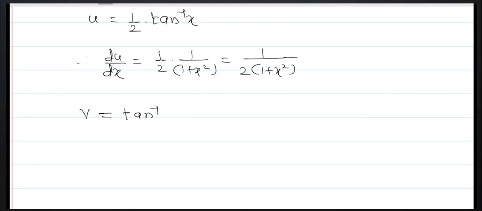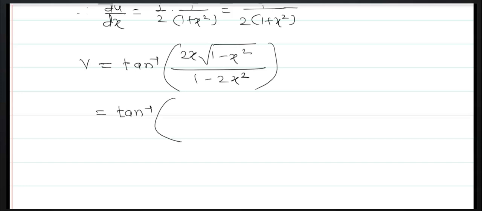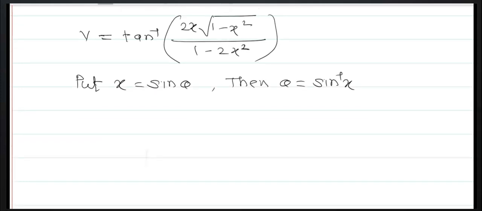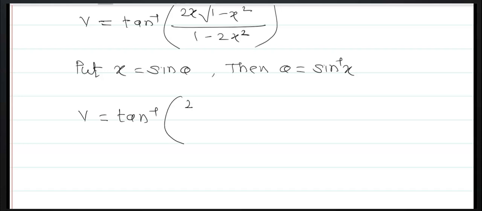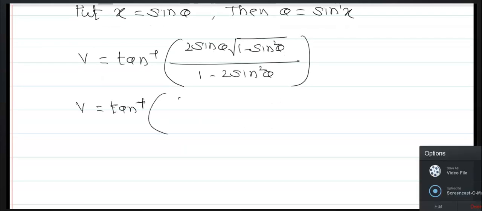Now again v is equal to tan inverse of bracket 2x root of 1 minus x square upon 1 minus 2x square. Therefore, x is equal to sin theta. Theta is equal to sin inverse of x. Therefore, v is equal to tan inverse of 2 sin theta root of 1 minus sin square theta upon 1 minus 2 sin square theta. Therefore, you will get 2 sin theta root of 1 minus sin square theta, which is cos theta.